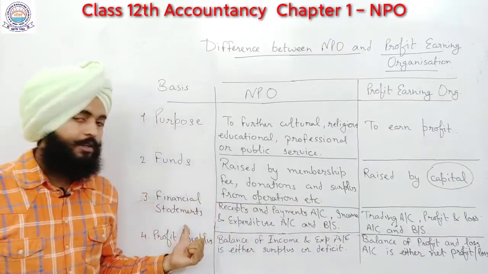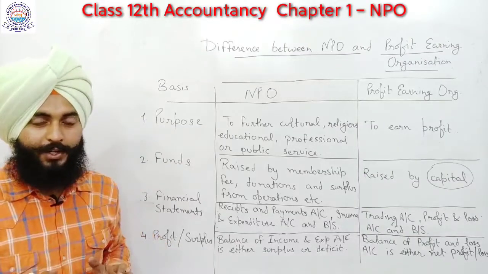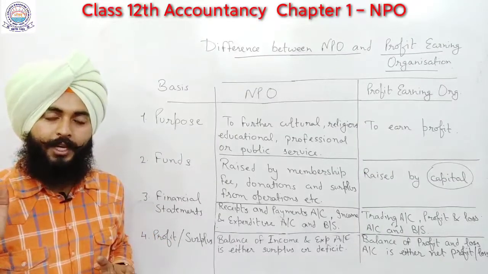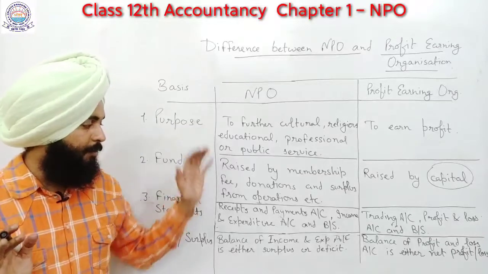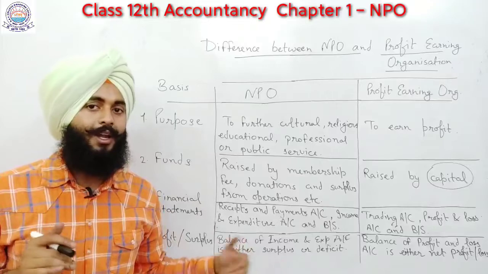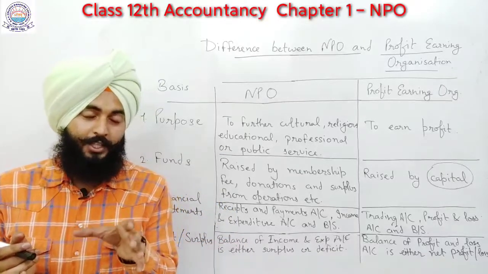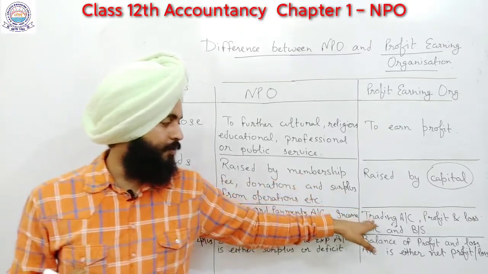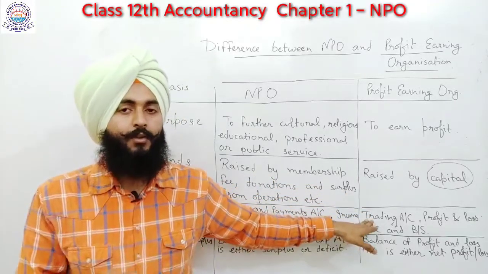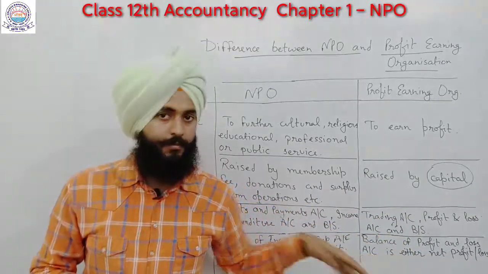And third जो basis है, that is financial statements. I have already told you at the beginning. In the NPO we have to make receipt and payments account, income and expenditure account, and then the last, our lovely thing, balance sheet. And we already know about the business firms. We have to make the trading account, profit and loss account, and the balance sheet.